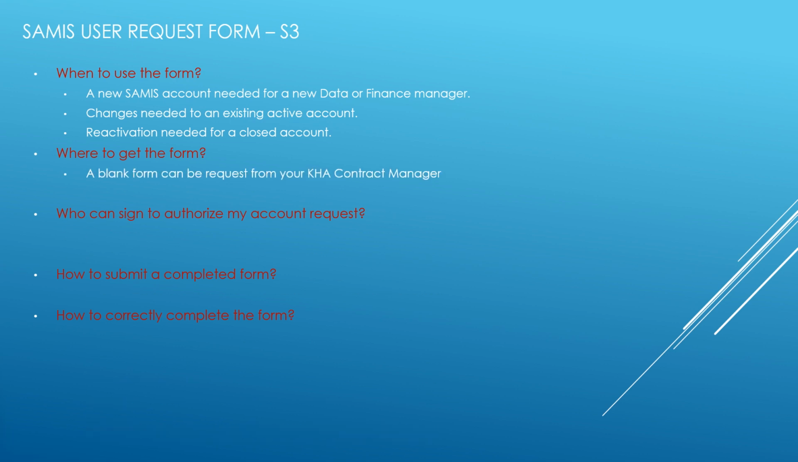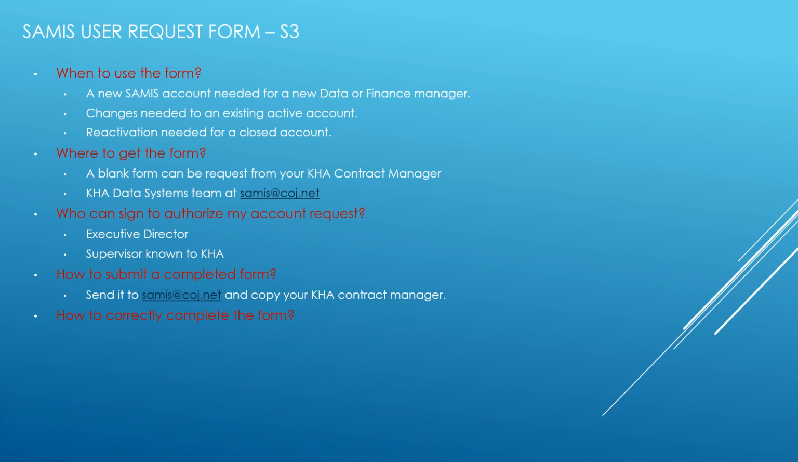You can obtain that blank form from your KHA contract manager, or you can email the data systems team at samis@coj.net. So who can authorize the account? The executive director can always do that for your organization, or a supervisor known to the Kids Hope Alliance. And to submit this, you would send it back to samis@coj.net. And we ask that you also copy your contract manager. They also need to know all the employees and what their user roles are.